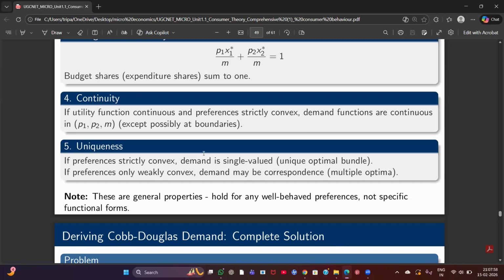Then the uniqueness property, I explain: if preference is strictly convex there will be a unique solution, if weakly convex there will be multiple optimal solutions. Keep these properties in mind.